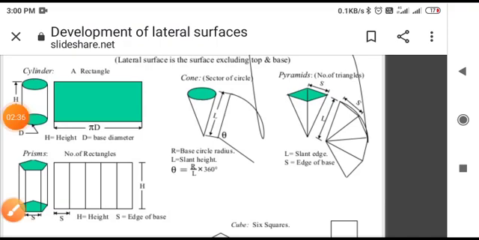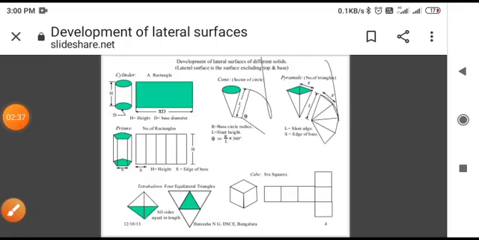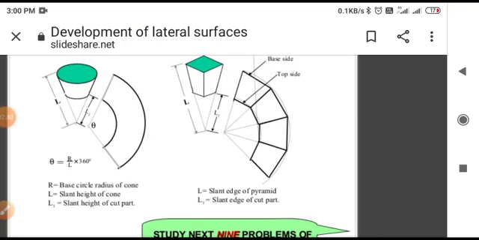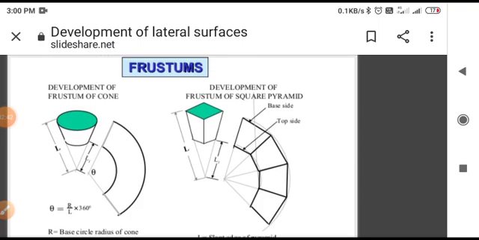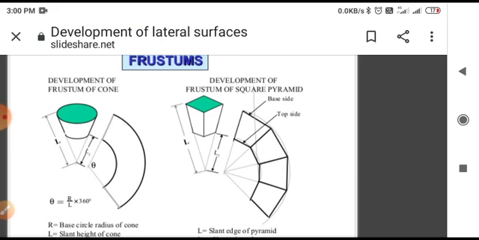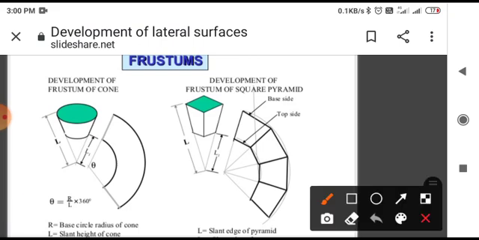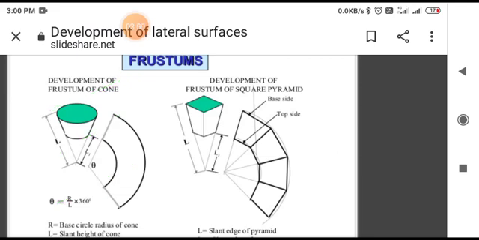Now some more things are given. You can see over here the development of a frustum of a square pyramid. Here is also shown the development of a frustum of a cone. How theta is calculated is also shown over there. You can see all these things.